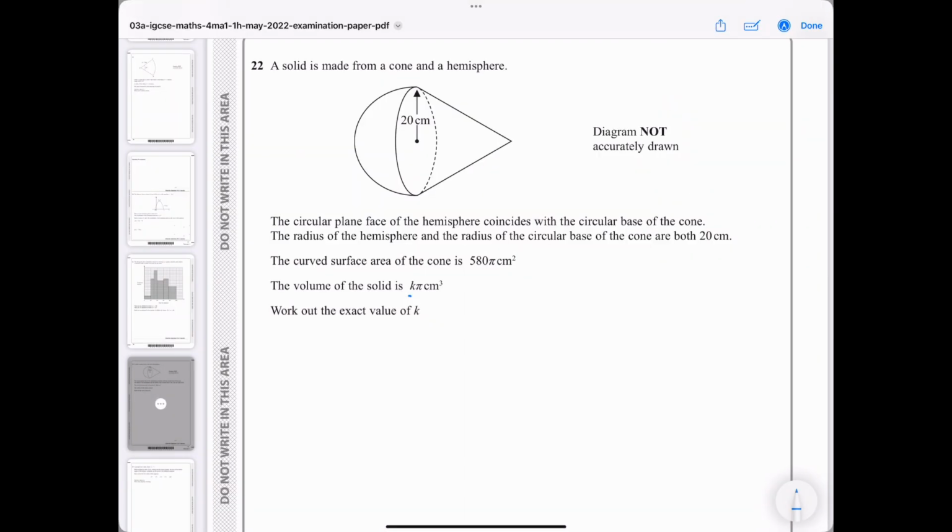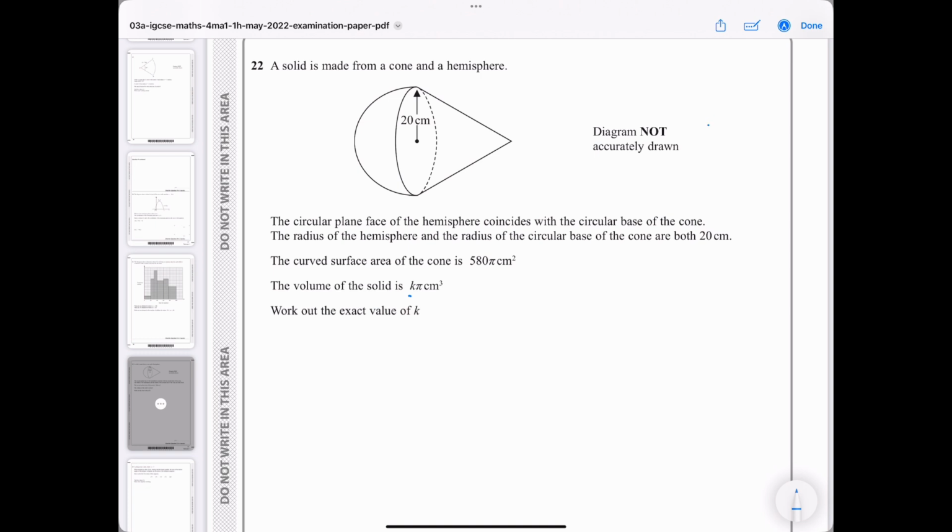Okay, a solid is made from a cone and a hemisphere, and they are joined so that the circular base of the cone is the same as the base of the hemisphere, and the radius of the circular base is 20 centimetres. The curved surface area of the cone is 580 pi and the volume of the solid is K. Work out the exact value of K.